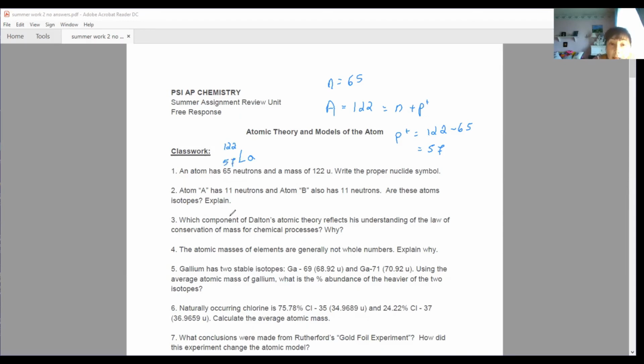Number 2, an atom A has 11 neutrons, and the atom B has 11 neutrons as well. Are these atoms isotopes? Definitely not. And the reason is, to be isotopes, you have to have the same number of protons. So the atoms have to be representative of the same family. So for example, for potassium, every atom has to be potassium. So they all have to have 19 protons, but the number of neutrons can be different.